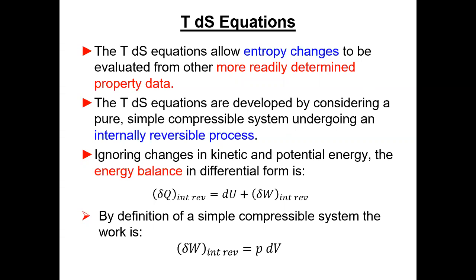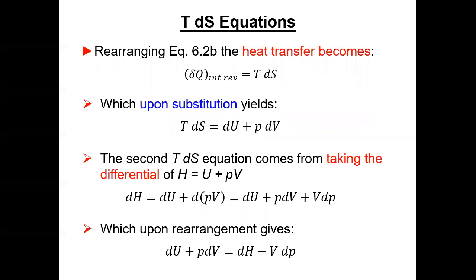Okay, so for a simple compressible system, the work mode is volume expansion or compression work. And so delta W, internally reversible, is PdV, or just our good old PdV work. Well, we're used to that. And so, yeah, let's go on here.